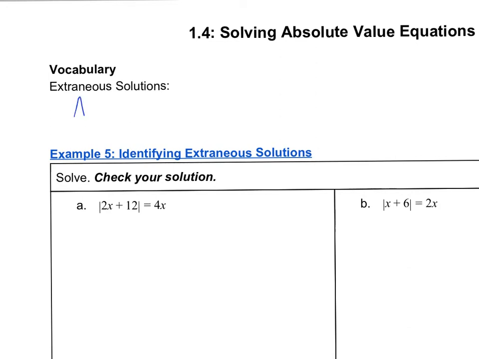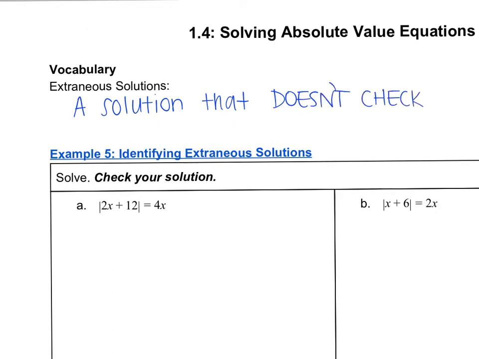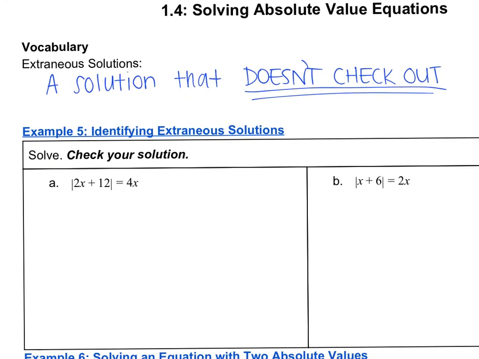So let's write that down. It's a solution that, and I'm going to put this in all caps and underline it, DOESN'T CHECK OUT. So that means the only way we're going to find extraneous solutions is to check our answers. And if they don't work when we check it, then it's an extraneous solution that is not actually a solution, okay? If they do work, then it checks out and we're good to go, all right?